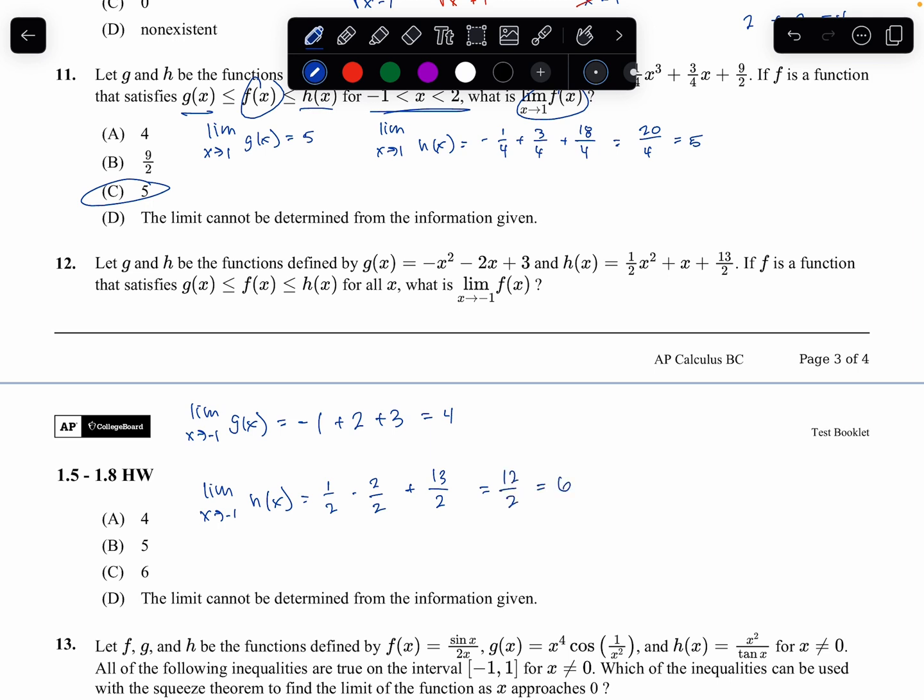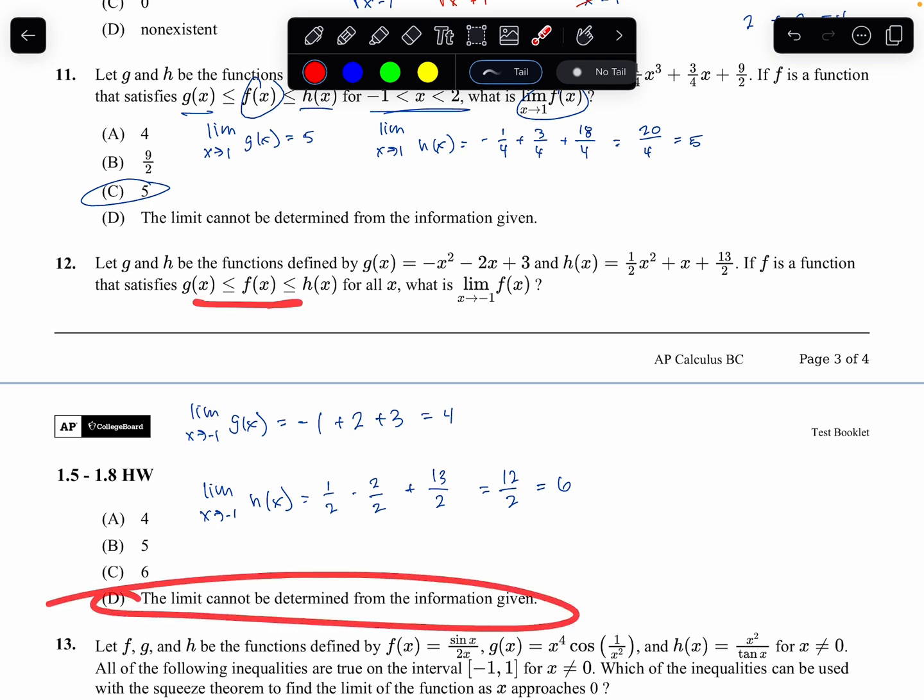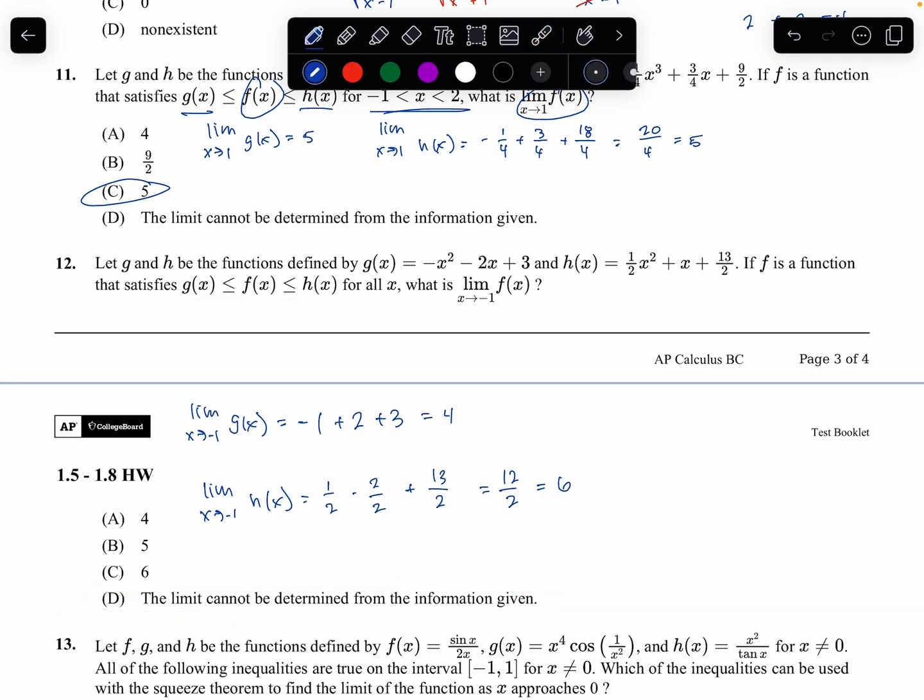Okay, so the limit of this function is 4 at -1, but it's 6 here. So what is the limit as x approaches -1 of f of x? I simply don't have the information. Could I find it? Sure, but not using the squeeze theorem, because I'm not getting anything definitive here. Okay, so it cannot be determined with the information given here.